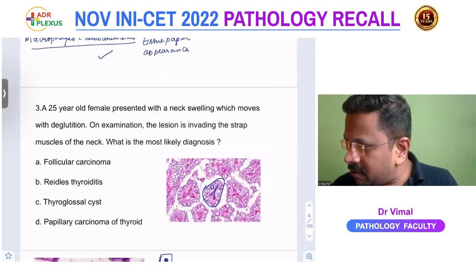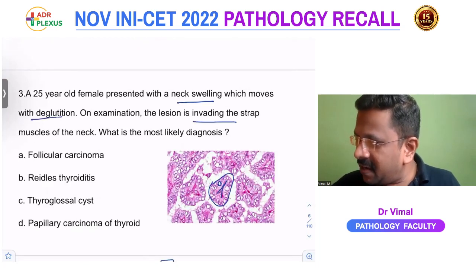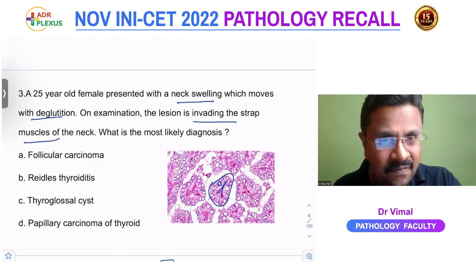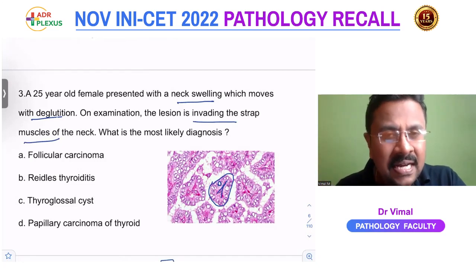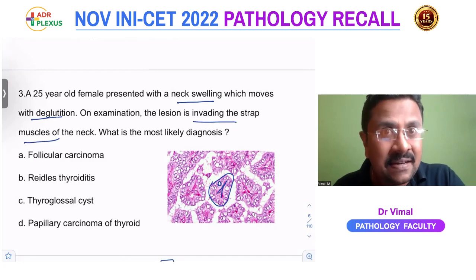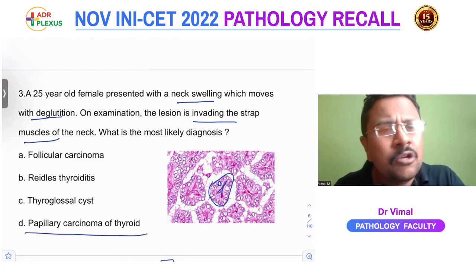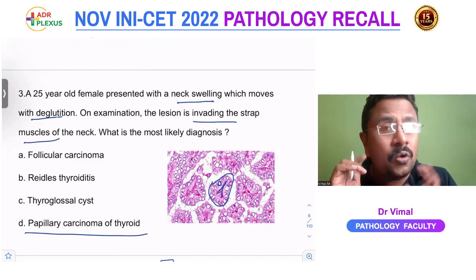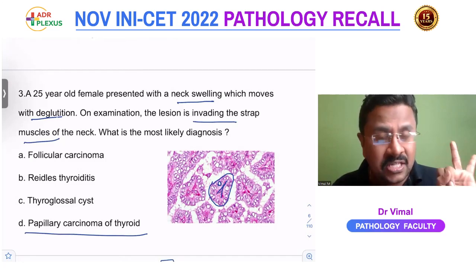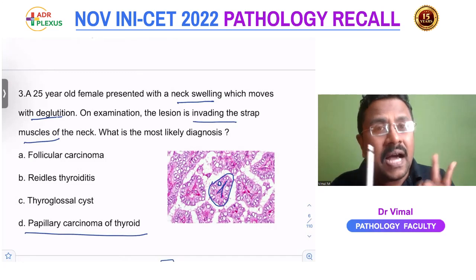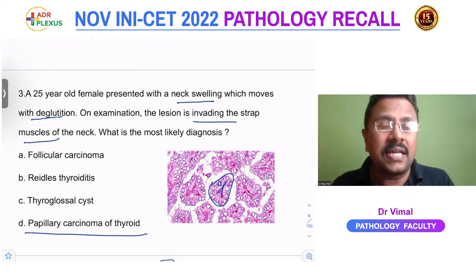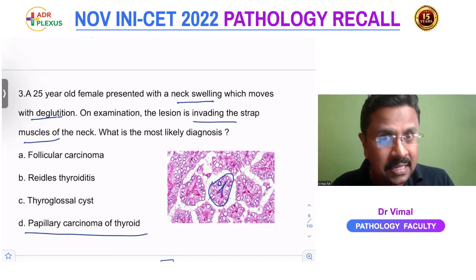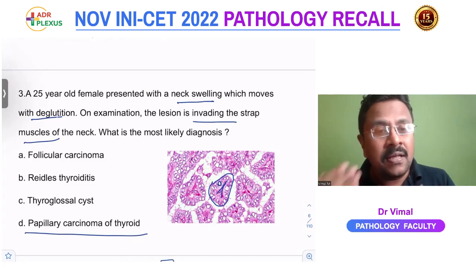The history of a neck swelling that moves with deglutition and invades the strap muscle tells you that this is an invasive tumor. With the papillary projections, the Orphan Annie eye nuclei and the central fibrovascular core, you can call this papillary carcinoma thyroid. This is not a follicular carcinoma of the thyroid, because in follicular carcinoma you will have follicular arrangements of the tumor cells. To call it a follicular carcinoma, what are the two things essential? Vascular invasion as well as capsular invasion. Both invasions should be there to call a follicular lesion a follicular carcinoma.